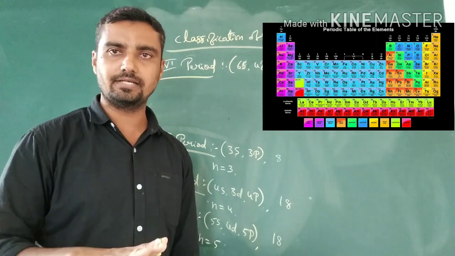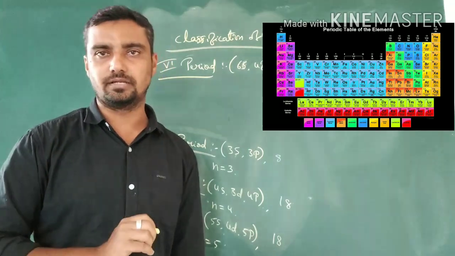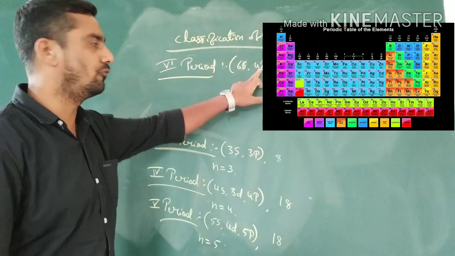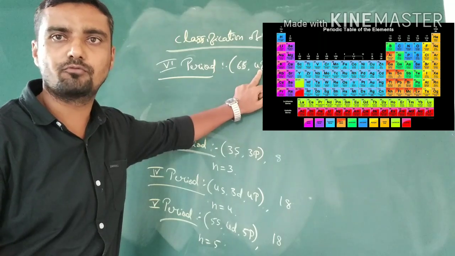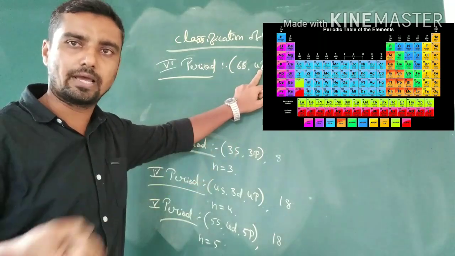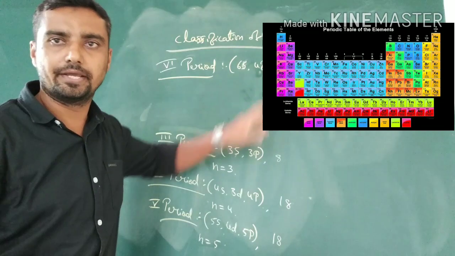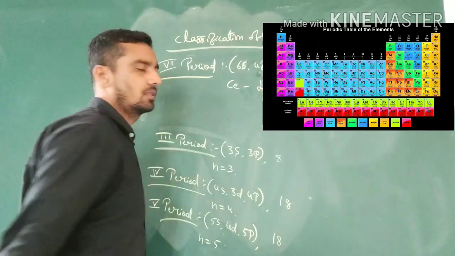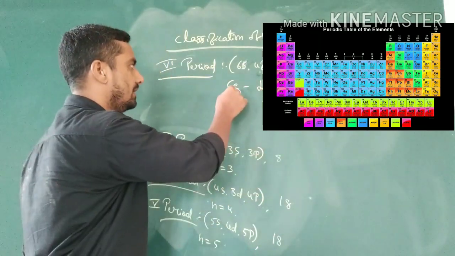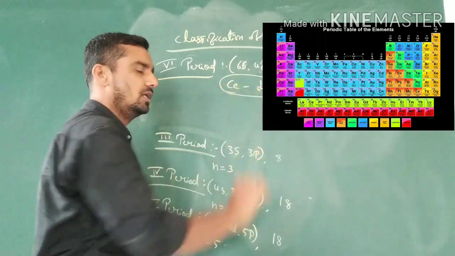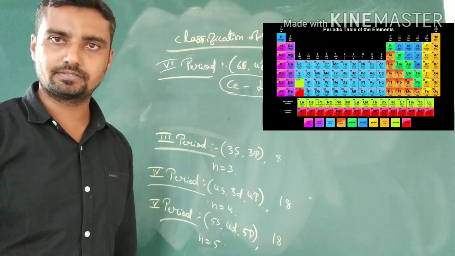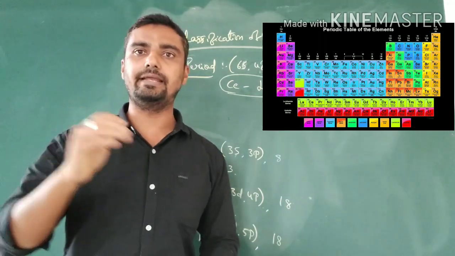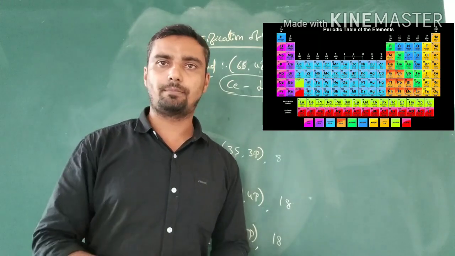They are called lanthanides, or also inner transition elements, because these electrons are filled in the 4f. That's why they have been removed and placed at the bottom of the periodic table. These 14 elements start from cerium and end with lutetium. They are called lanthanides. These are the periods, and all the groups will be studied in detail in the upcoming chapters.